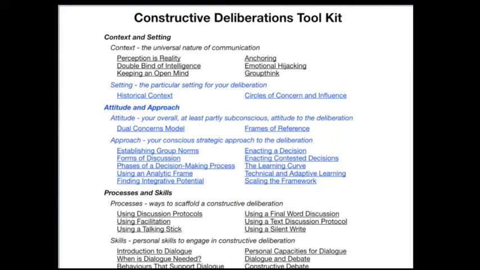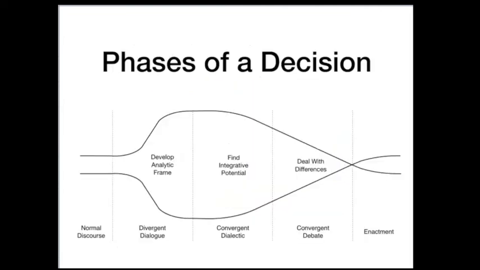But let me introduce you to the overall structure, just so you know where the toolkit comes from and how the pieces go together. We use this diagram to try and explain to people the phases of a decision-making process. It starts on the left-hand side with the normal discourse in your school, and the distance between the two lines is intended to suggest that there's a range of opinions and views within a healthy discourse in a school. But every once in a while, a problem arises or an opportunity arises, and then we have to change our normal discourse a little bit.